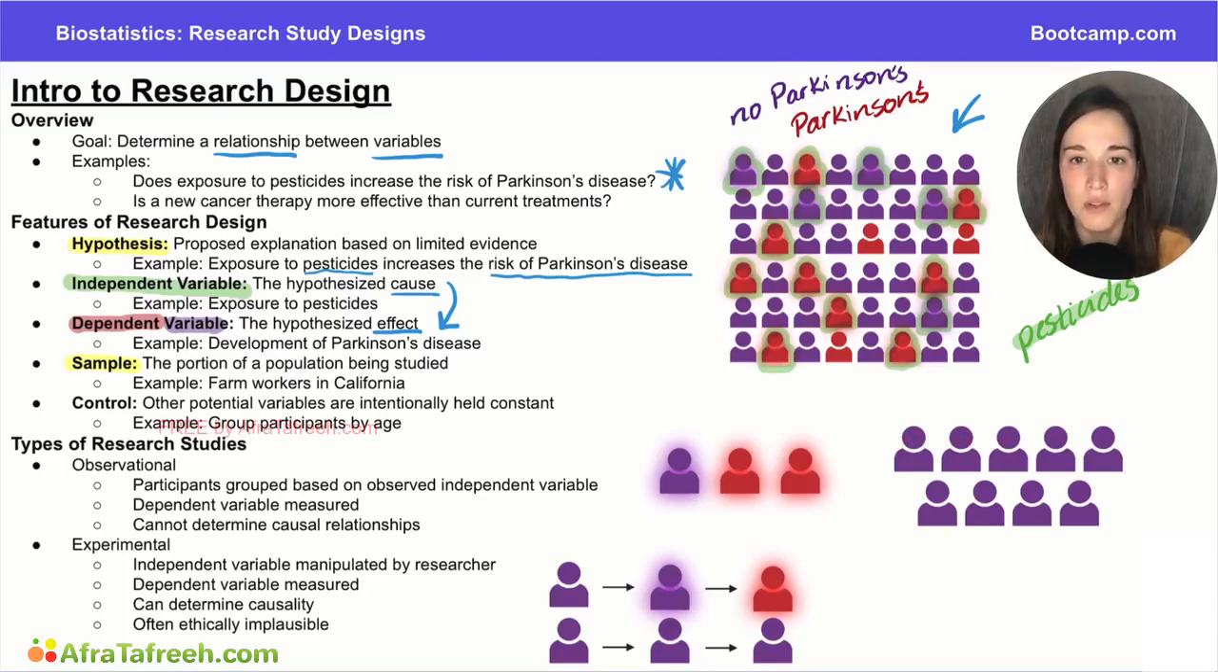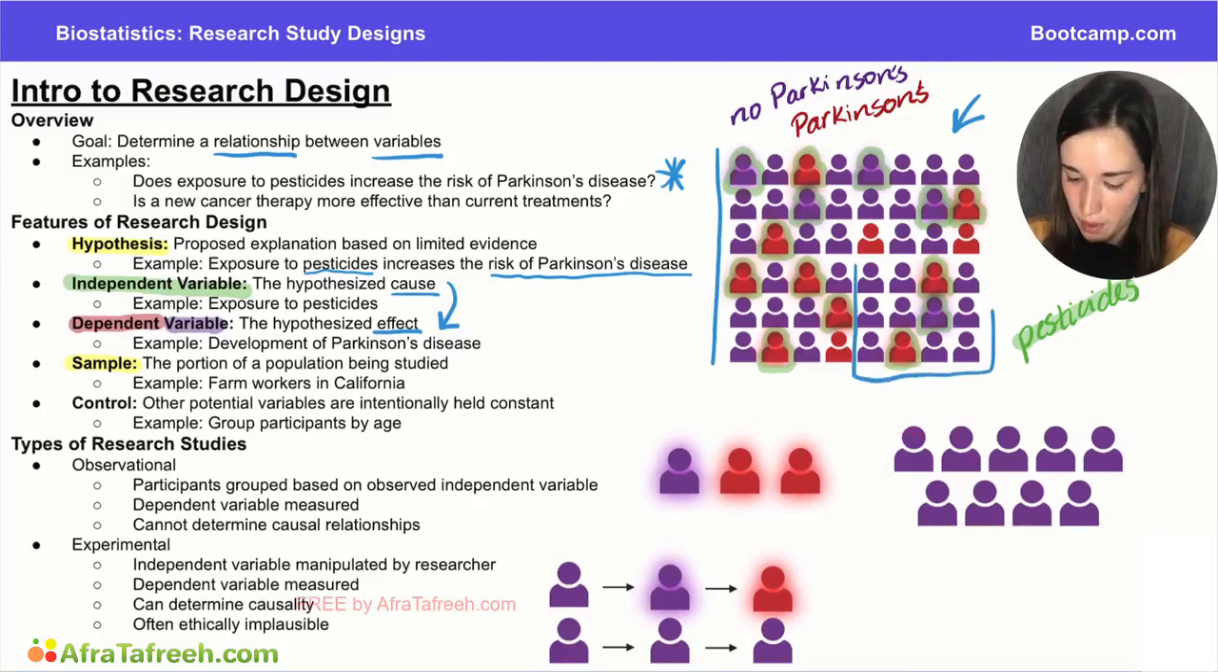So you can imagine for our Parkinson's study, it would be great if we could sample every single person in the world and see if they've had exposure to pesticides and then see if they have Parkinson's disease. But that would take a lot of time to do, and it would take a lot of money to do. So it's not logistically practical. So what we can do instead is consider our entire population of interest and try to get a representative sample of those people.